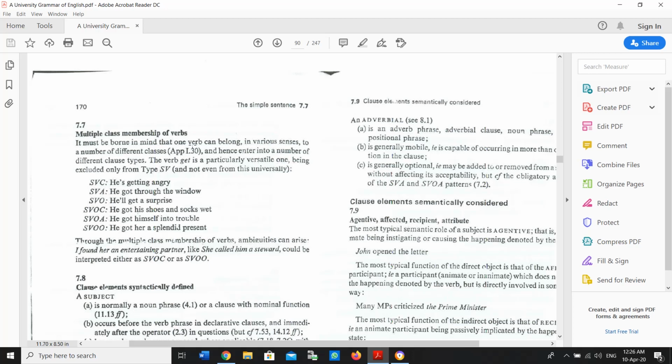It must be borne in mind that one verb can belong in various senses to a number of different classes. If you remember, we said before, for example, he is teaching. He is teaching German. He is teaching the boy German. So "teaching" comes first like intransitive, then like monotransitive, then like ditransitive. So it takes different clause types.